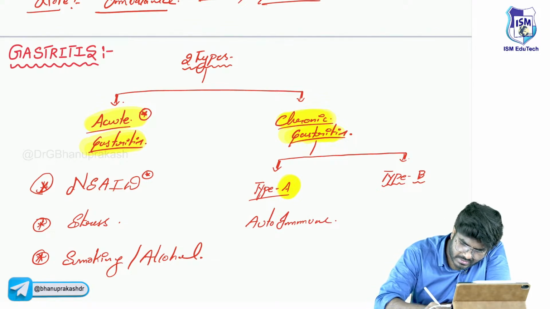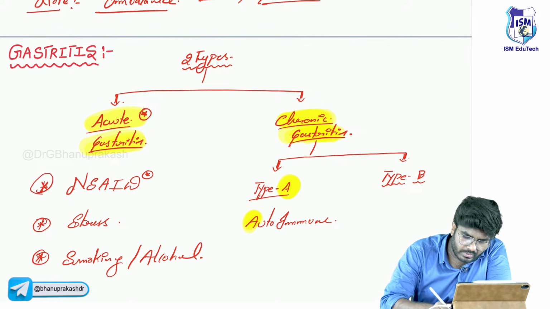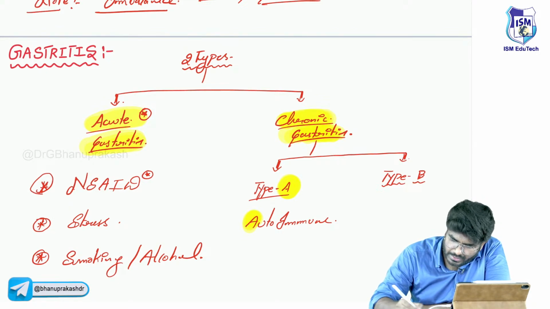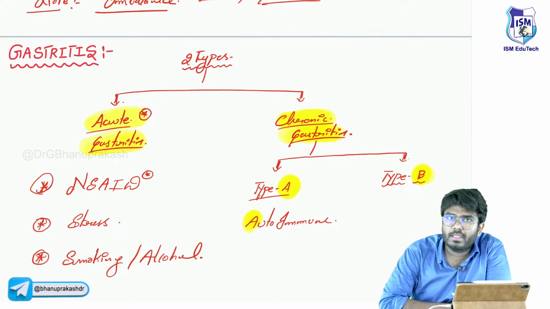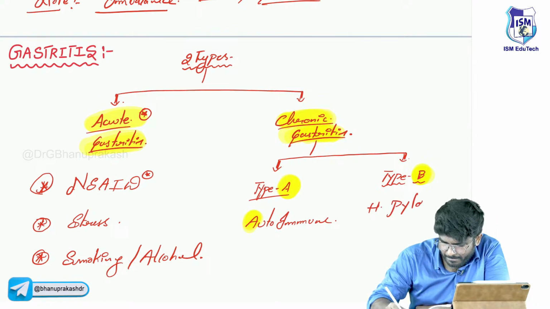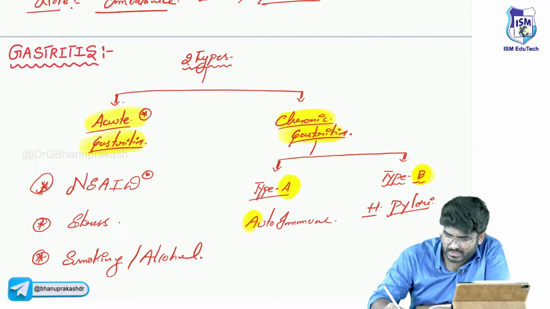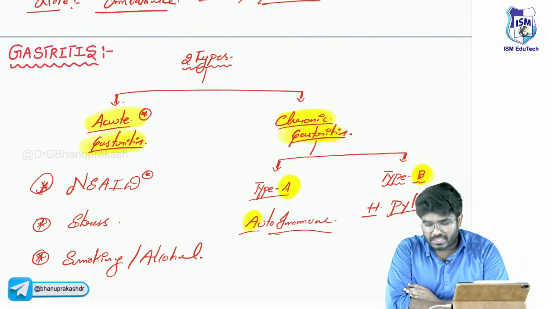So autoimmune gastritis. See here also they go by letters. Type A is autoimmune gastritis. Now type B, I used to remember it as B for some bacterial agent. A bacterial agent is causing the gastritis. So type B gastritis is infectious in origin. What is that bacteria? Helicobacter pylori, H. pylori.